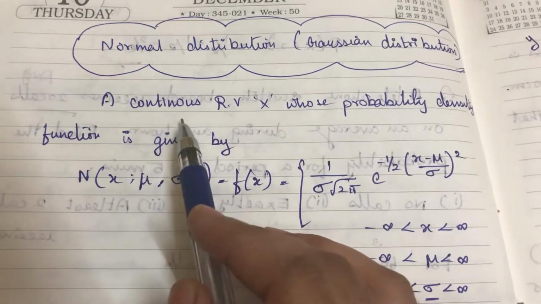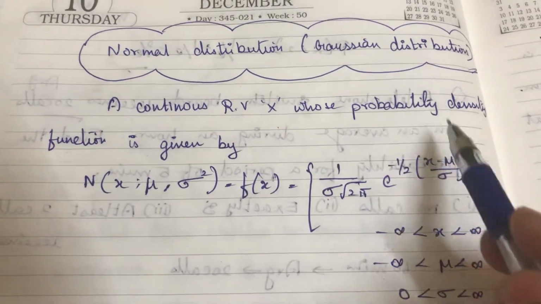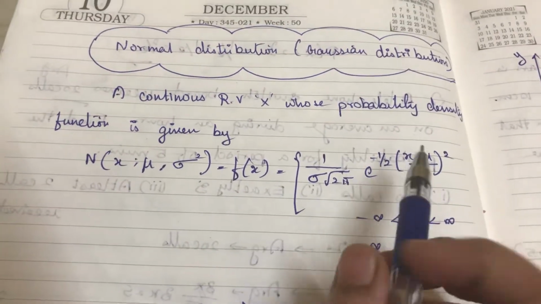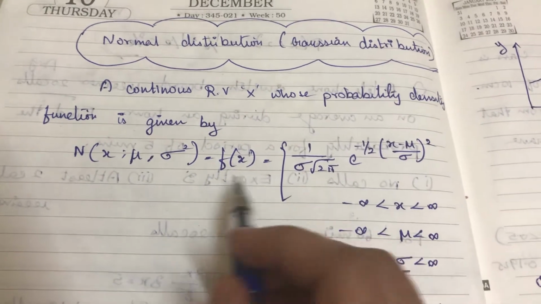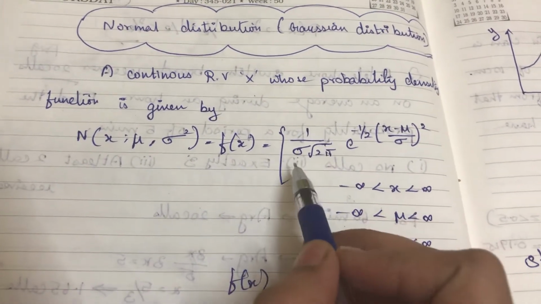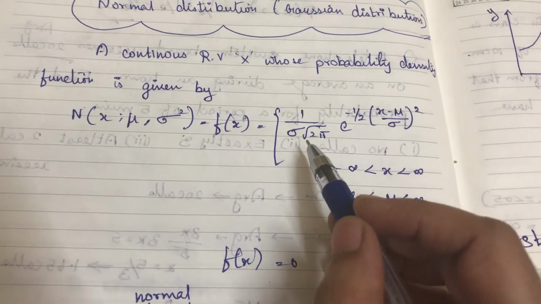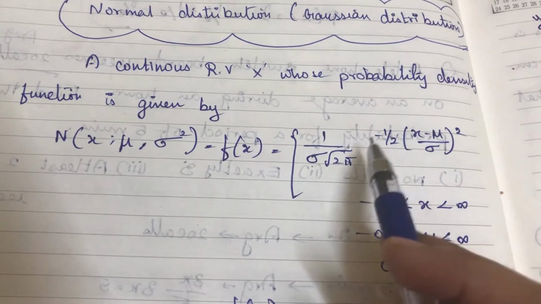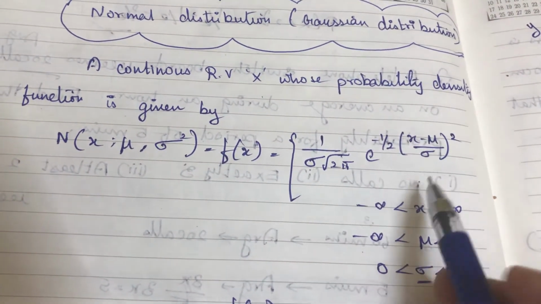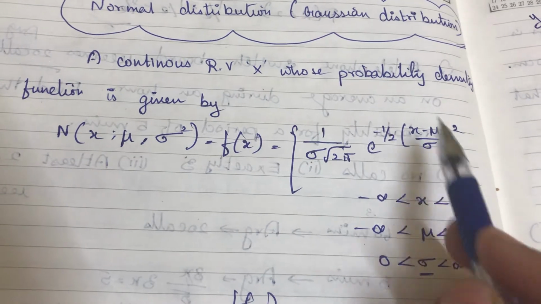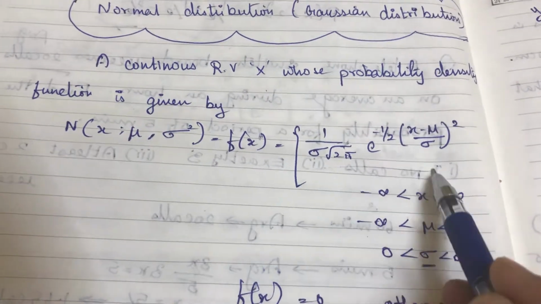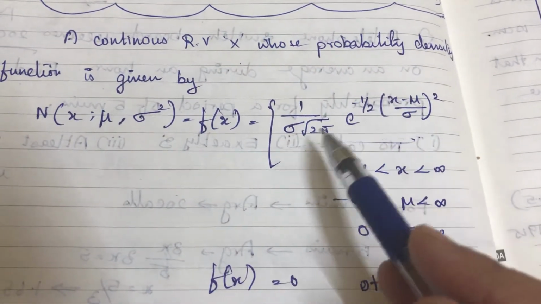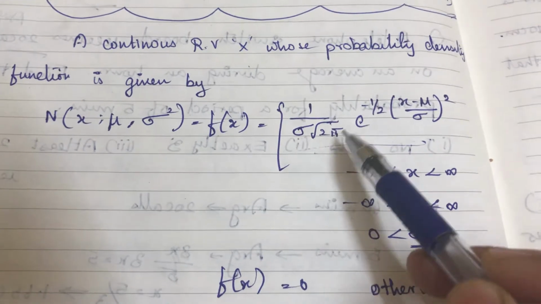A continuous random variable x whose probability density function is given by, so they have given another formula here for the probability density function. So f of x will be equal to 1 by sigma root 2 pi into e power minus half into x minus mu by sigma the whole square. So this is the formula. It's a little bit complicated actually. Just concentrate on 1 by sigma root 2 pi.